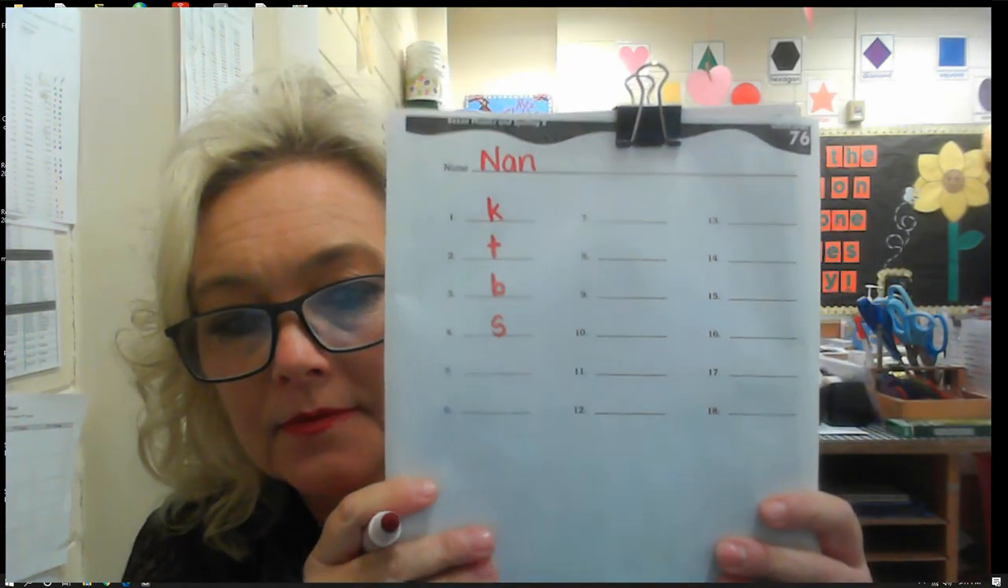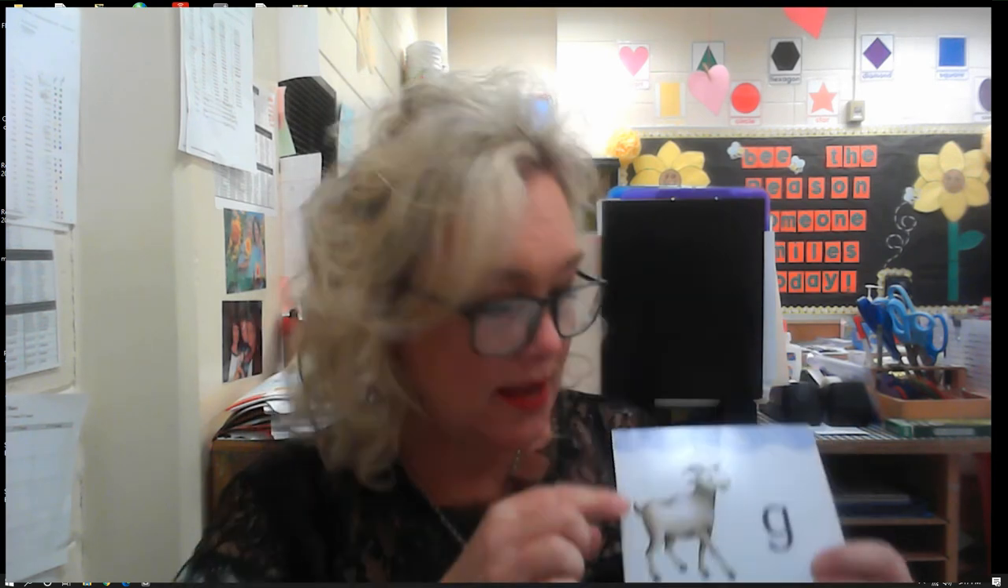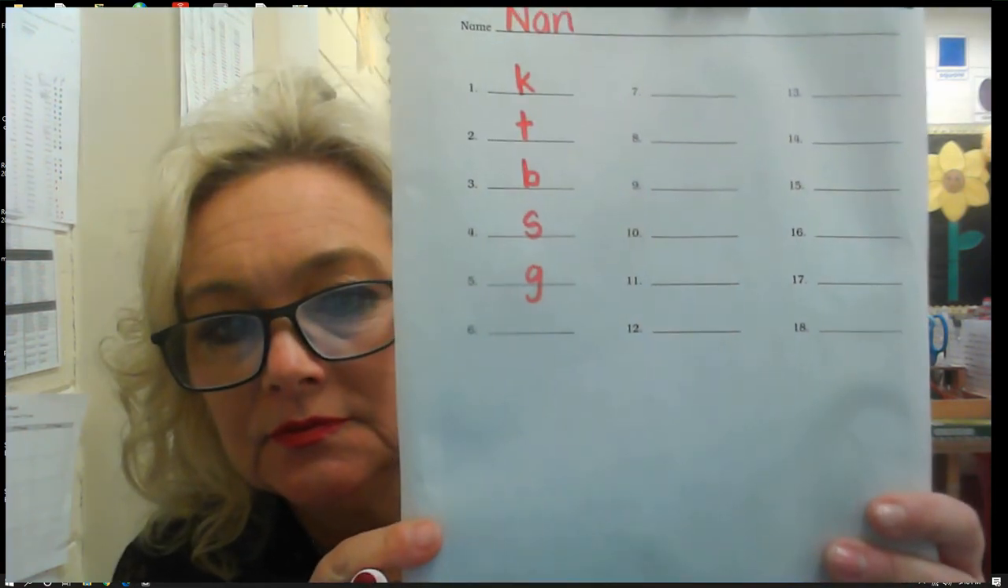Say the letter S. Say the sound S. Say the picture sun. Write the letter. Say the letter G. Say the sound G. Say the picture goat. Write the letter. Say the letter C. Say the sound K. Say the picture cat. Write the letter.